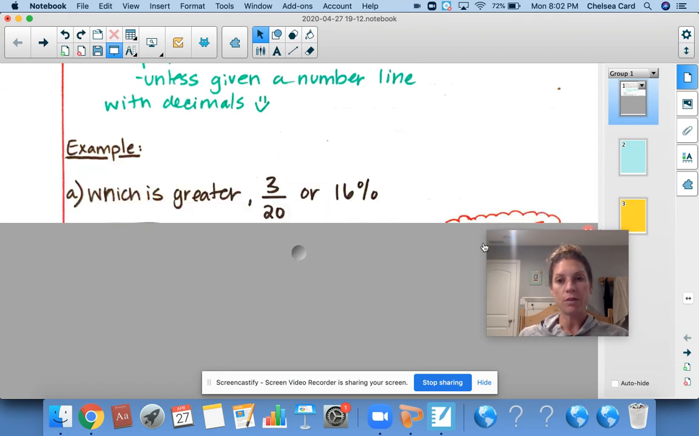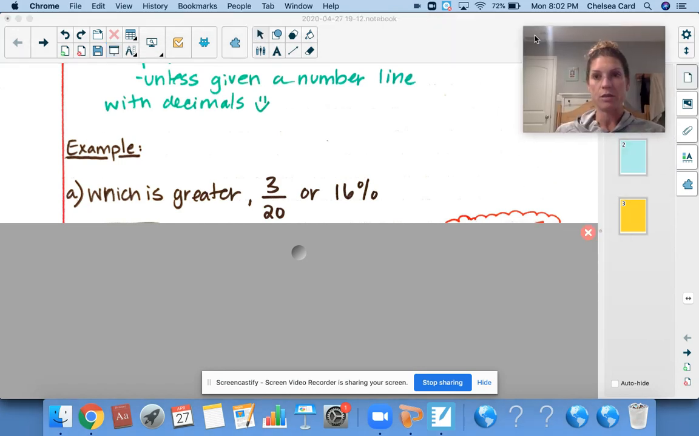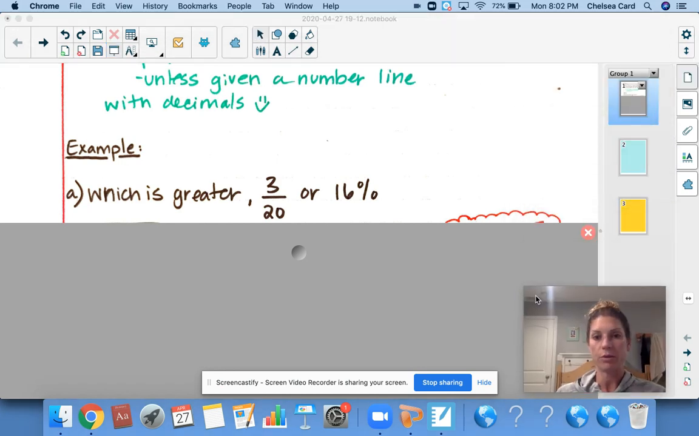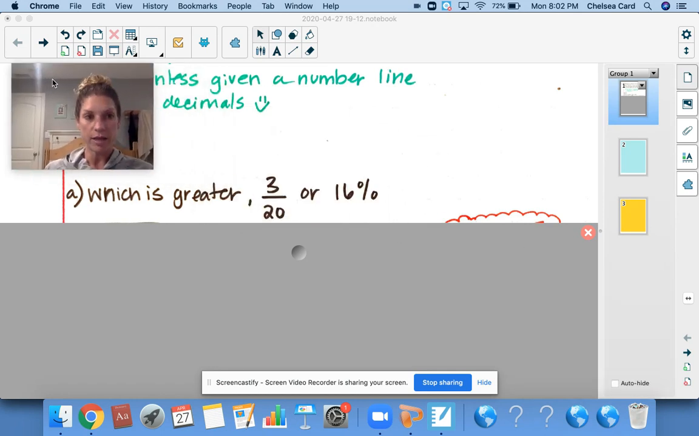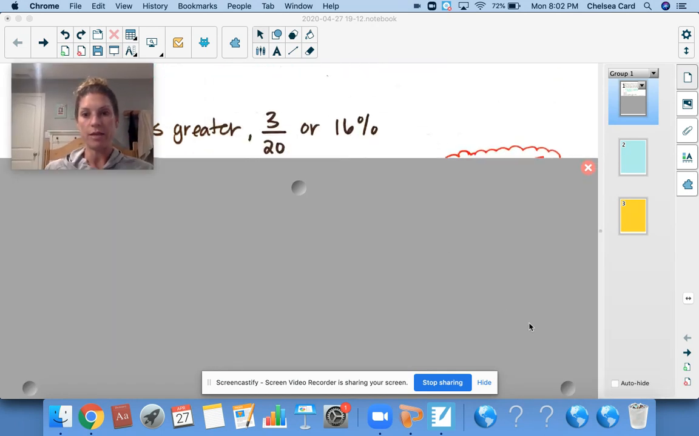So the first thing we're looking at is which is greater: 3/20ths or 16%. Now, one of the things, like I said, that is going to be important here that you're going to want to remember.